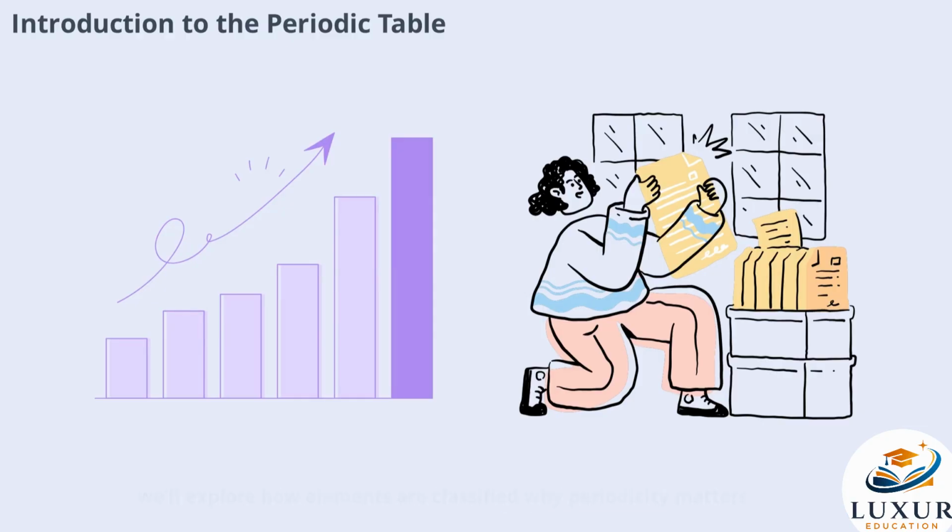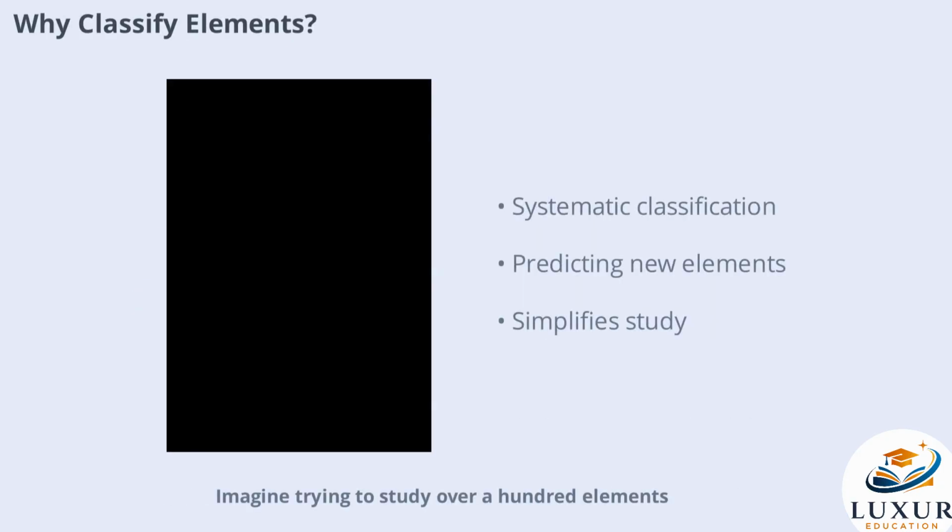In this video, we'll explore how elements are classified, why periodicity matters, and how these trends help us make sense of the chemical world. Imagine trying to study over 100 elements and their countless compounds individually. It would be overwhelming. Early scientists faced this challenge as more elements were discovered. To make sense of this growing list, they searched for a systematic way to organize their knowledge.